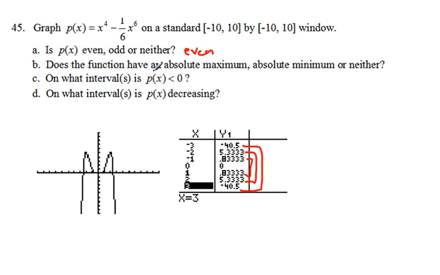All right, does the function have an absolute maximum, minimum, or neither? We'll notice that in 2 places right here, they're the same one, but they definitely have an absolute maximum. All right, next we're asked when is it less than 0? So I'm going to need, this is the part where it's less than 0, what I'm tracing right now. And in order to find those times, I'm going to need to see where it crosses the x-axis.